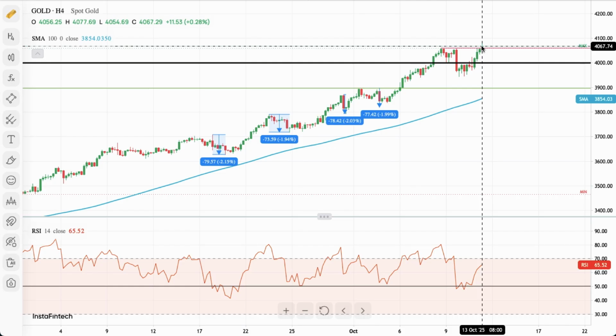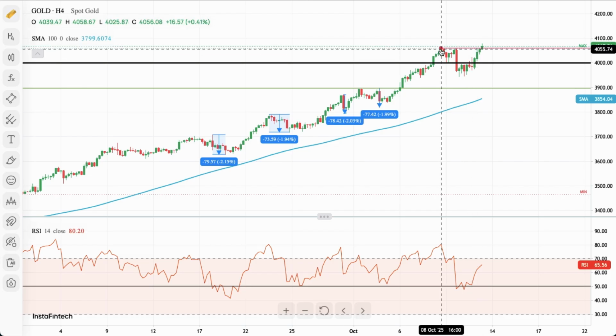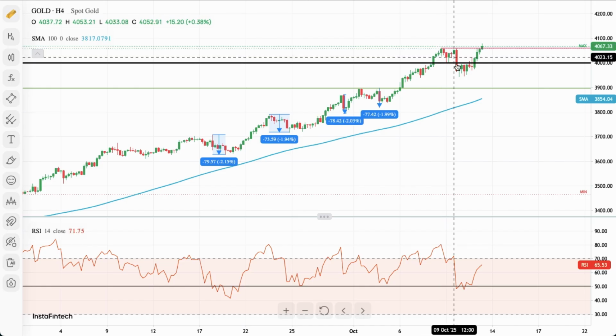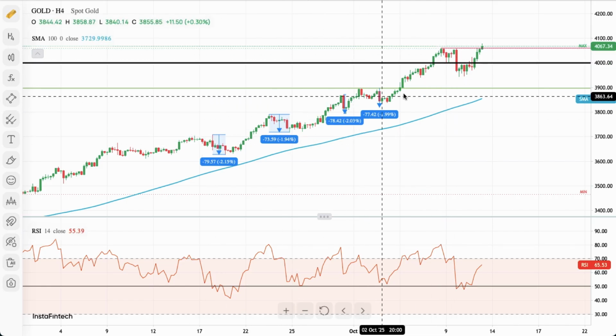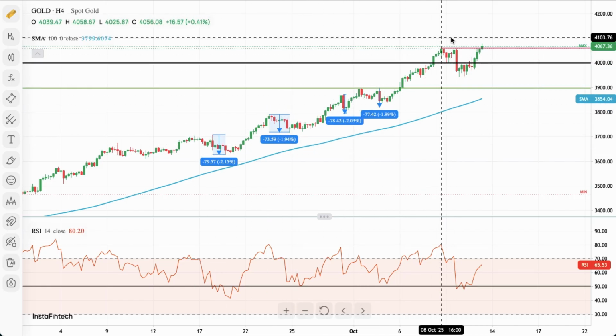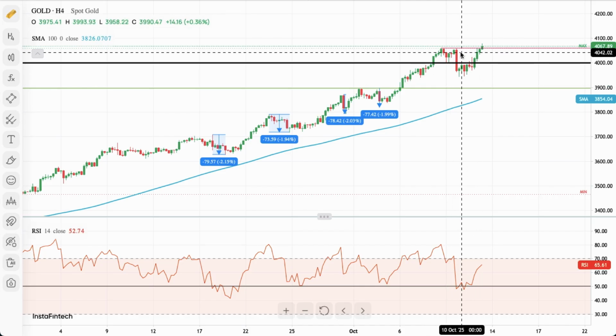So we got $4,077, the newest price for the ounce of gold. This is the highest level compared to the level from last week. The correction was in the range of the typical pullbacks, roughly around the level of 4,000.